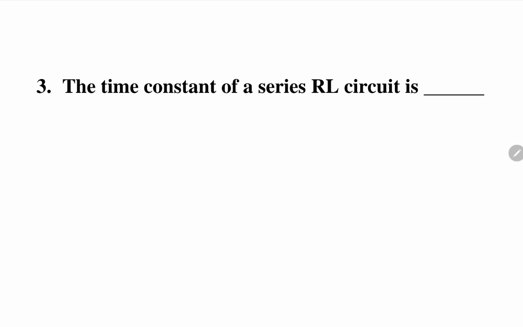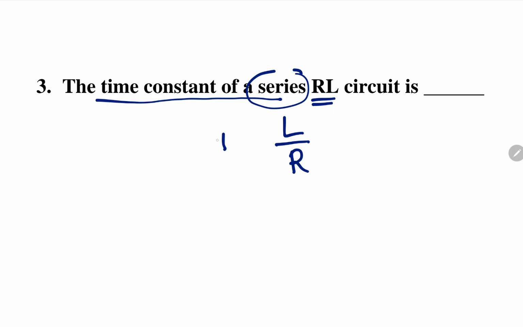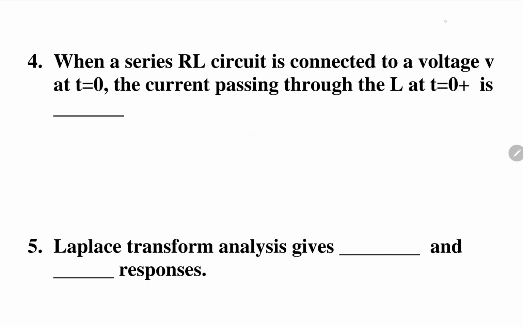Third question, the time constant of series RL circuit is. The time constant of RL series circuit is L by R. We denote the time constant with tau.